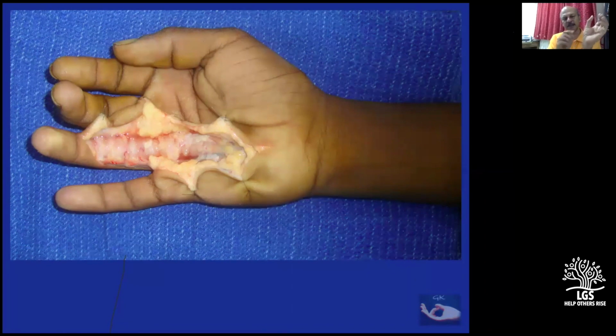Now what is the other option? Where can you fix it? You can most probably fix it to the carpus, to the trapezium. Yes. Now, trapezium is not very stable, so it is better to fix it to the radius.